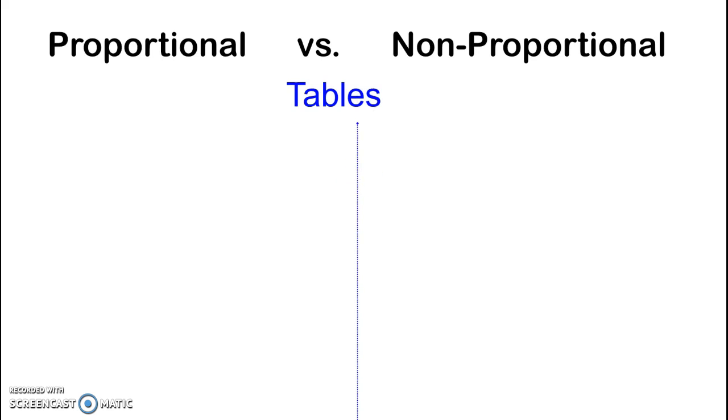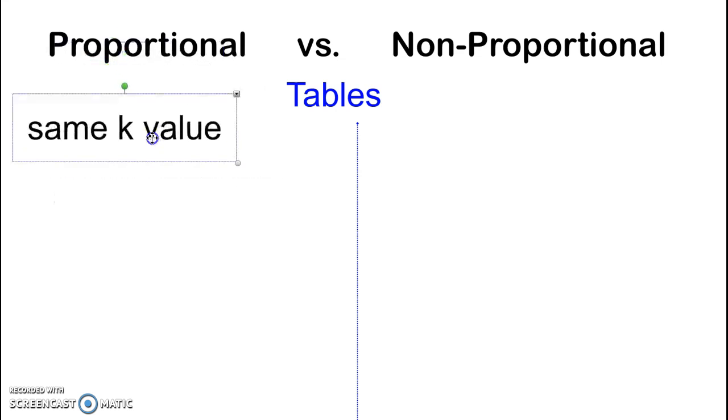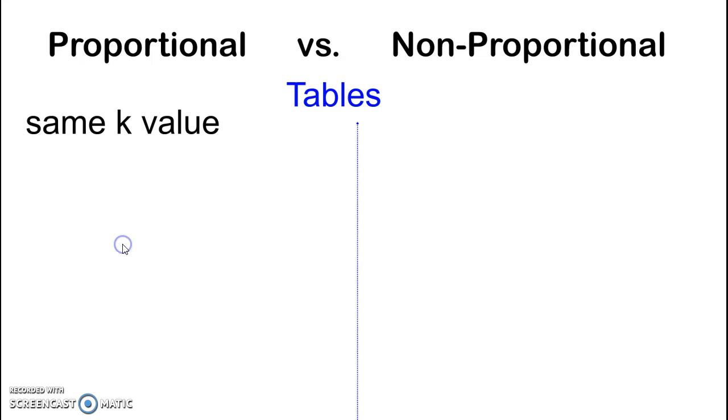And for a table to be proportional, you want to make sure that the table has the same K value throughout. And the formula for K is K equals Y divided by X. So you may have to plug in some numbers and do some calculating to determine whether these tables are proportional.